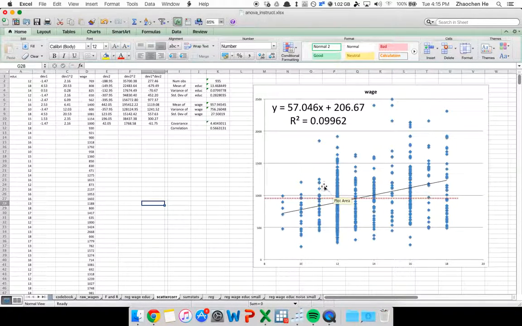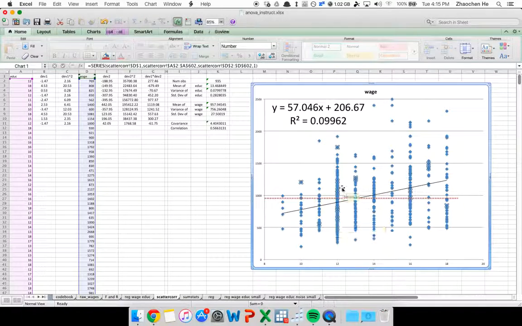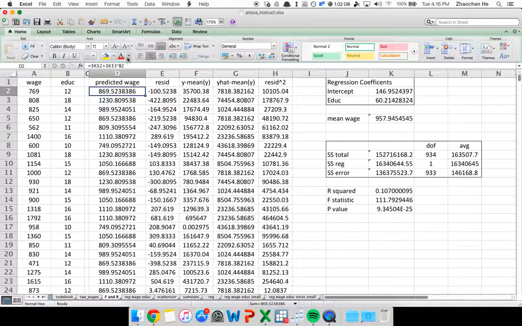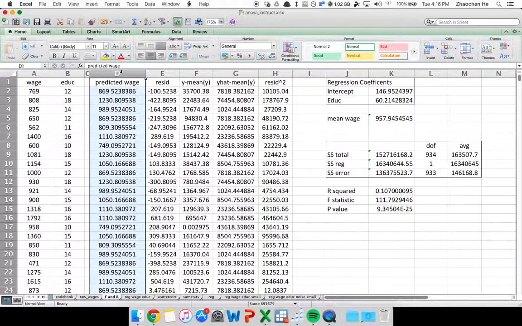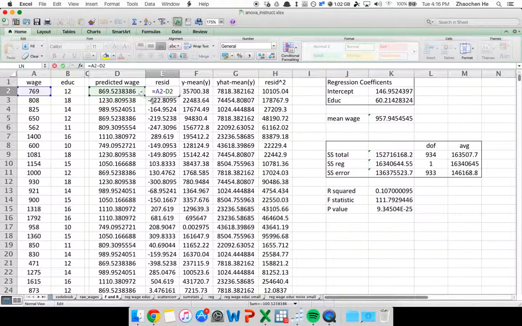Now you can see that people's actual wages, which are plotted in blue, do not necessarily equal the predicted wage. Some are higher than the predicted wage, some are lower. That's what we see over here. This guy, for example, we predict his wage is something like 870 based on his level of education, 12 years, but instead his wage is actually 769. So there's our predicted wage. Over here, the residual is calculated as the difference between the wage and the predicted wage. It's, if you will, the distance that each point lies from the line.